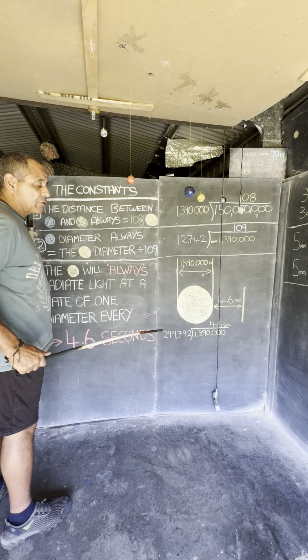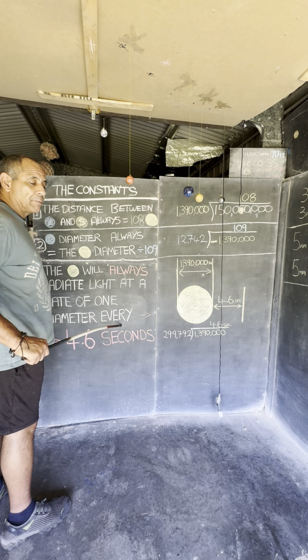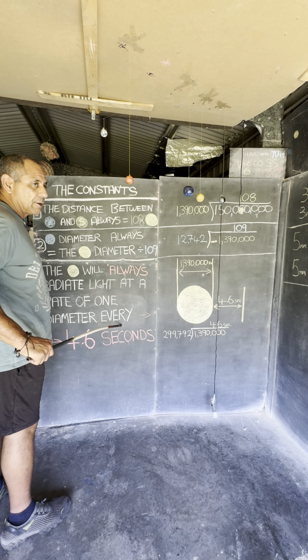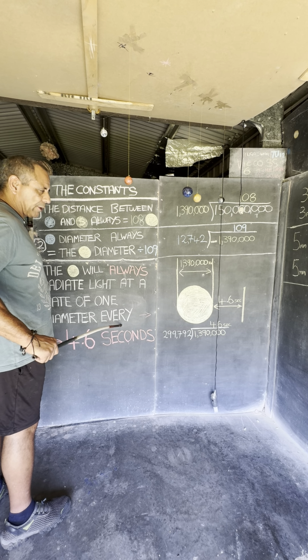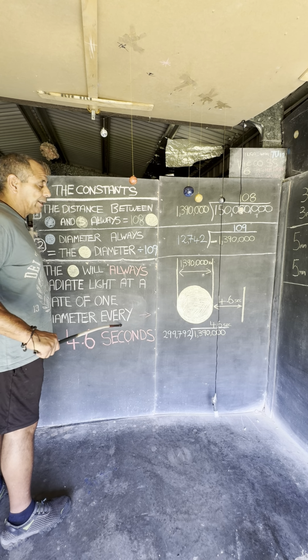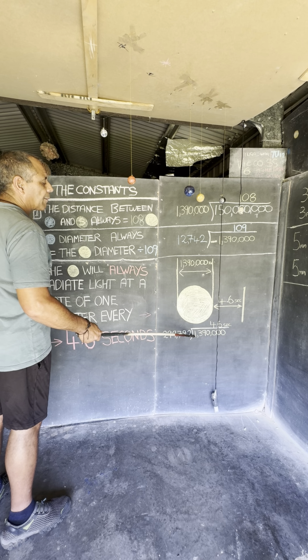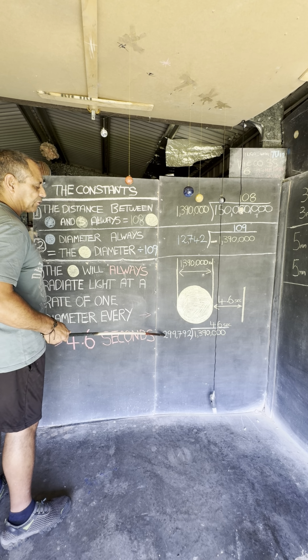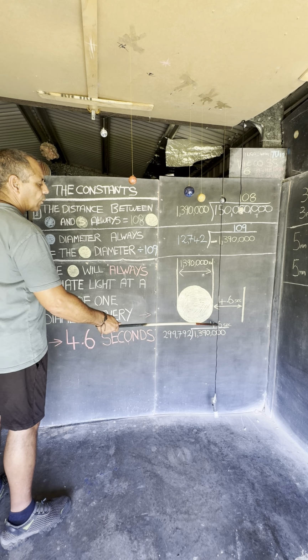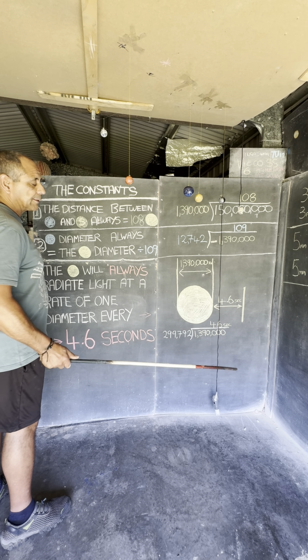Now, you know this, right? And this is the thing that jumped out at me a couple of years ago. Nobody told me about this. I spotted this on my own, and I looked at it and could not believe what I was seeing. If we divide the sun's diameter by the speed of light, we get the number 4.6, and that is seconds.